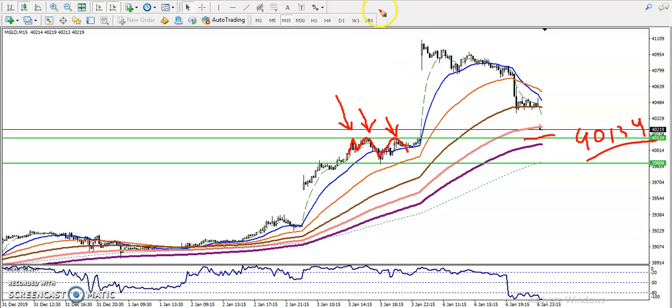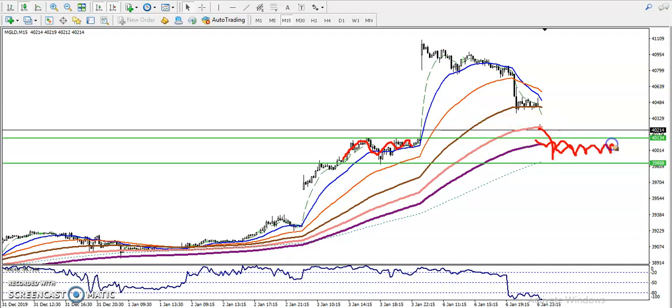Next, we have seen another support around 39,888. In between this range, we can say this is the range of this market, right? If price enters this range, we are not going to enter in any direction, because here we have seen almost 1 day price was in this range. So if price enters here, we are expecting price will stay for a while.